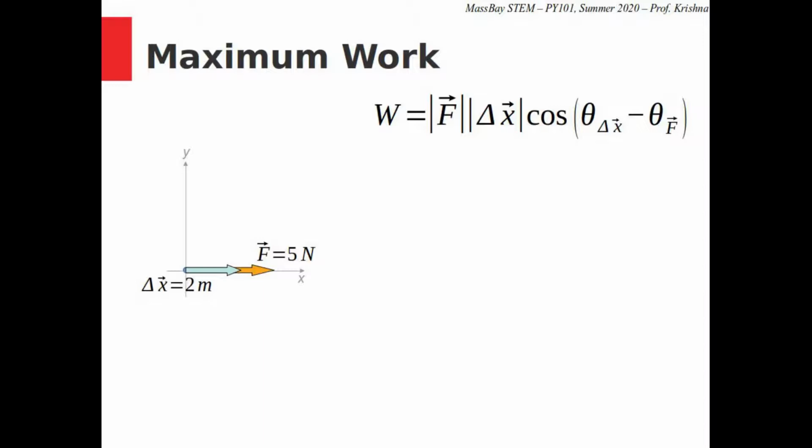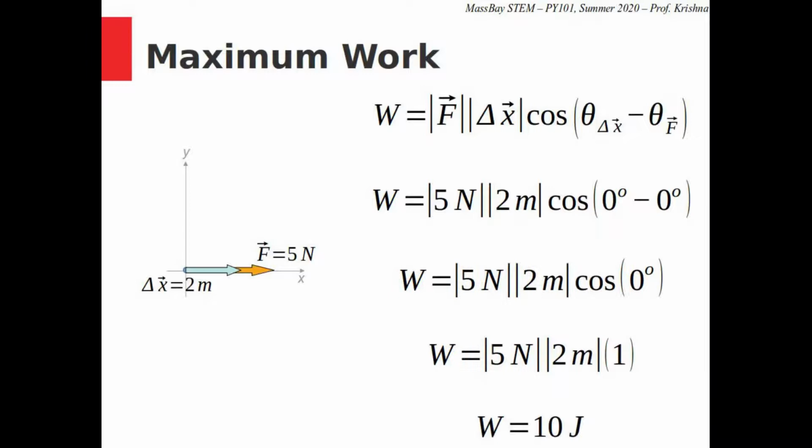We can calculate the work using the equation we used earlier. Work is the dot product of force and displacement, which in turn equals the size of the force multiplied by the size of the displacement multiplied by the cosine of the angle between them. Substitute the values of force and displacement into this equation. The force had a magnitude of 5 newtons, and the displacement had a magnitude of 2 meters. Both the force and the displacement are oriented at 0 degrees. The work is easily calculated. 5 newtons times 2 meters times the cosine of 0 minus 0 yields 10 joules of work.